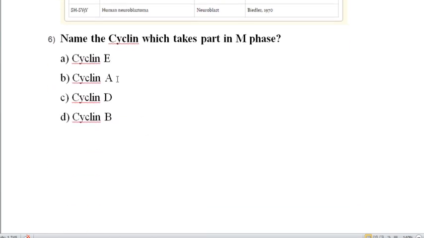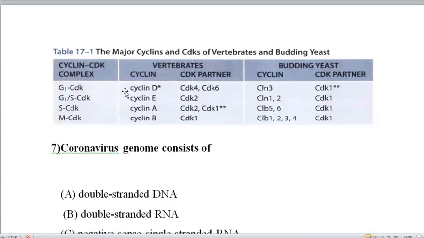Next is, name the cyclin which takes part in the mitosis phase. Cyclins are the regulatory subunits of cyclin dependent kinases. CDKs are the central components involved in controlling the whole cell cycle, and cyclins are the regulators which control the activity of CDK. Cyclins are classified into 4 types based on which phase of the cell cycle they are involved in. Cyclin D regulates the G1 phase, and cyclin E regulates the G1 to S phase transition. Cyclin E is responsible for triggering cells to enter the synthesis phase.